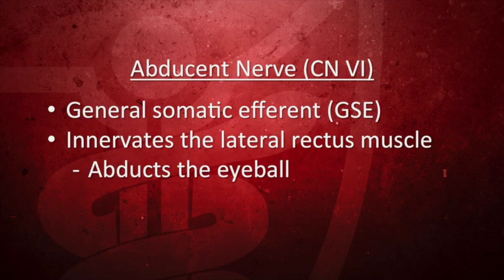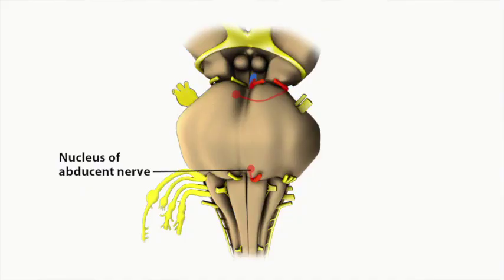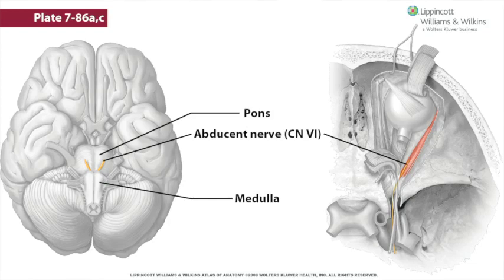Cranial nerve 6, the abducent nerve, sometimes referred to as the abducens nerve. The 6th cranial nerve has one modality, general somatic efferent, to one extraocular muscle, the lateral rectus, which abducts the eyeball, hence the name of the nerve. Abducens is Latin for lead away. The abducens nucleus is in the pons. The nerve leaves the brainstem at the junction between the pons and the medulla.